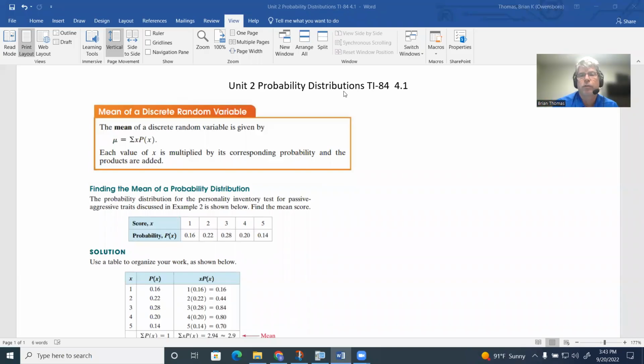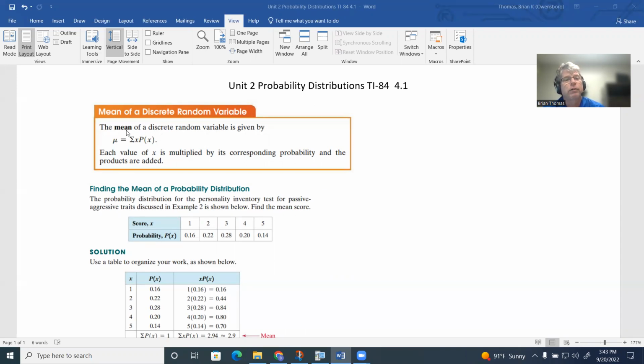As we start chapter 4.1, we get into what we call probability distributions. One of the things they're getting into is what's called the discrete random variable. So remember, this is where things can be counted. Discrete kind of means countable. As we come across these words again, mean and variance and standard deviation, we're going to apply them to what they call a probability distribution.